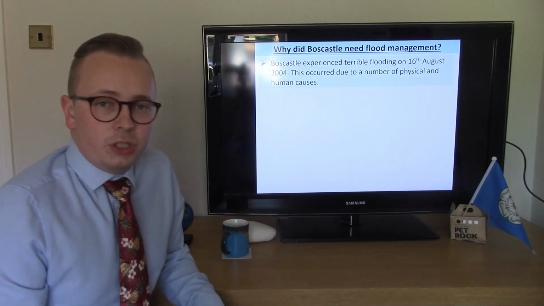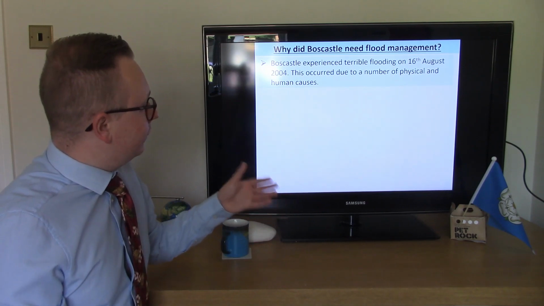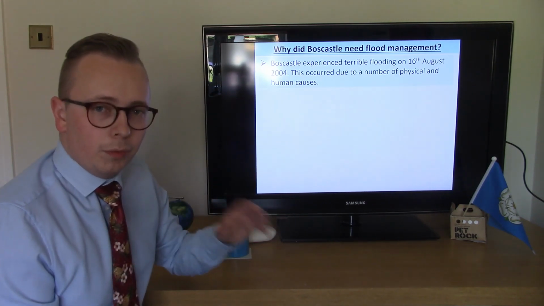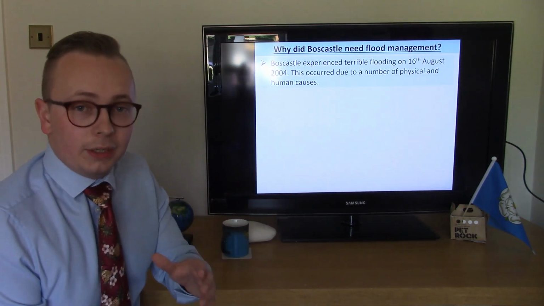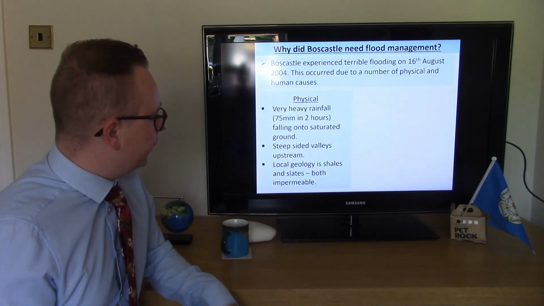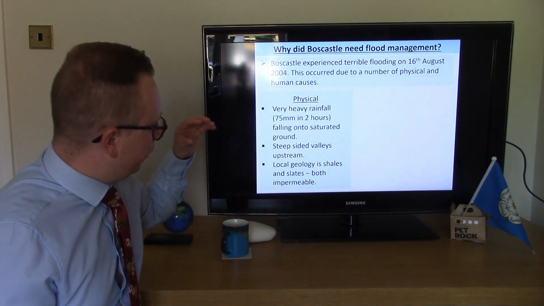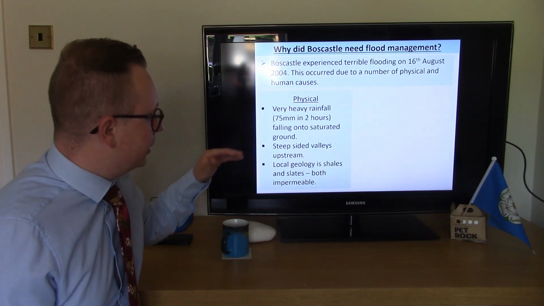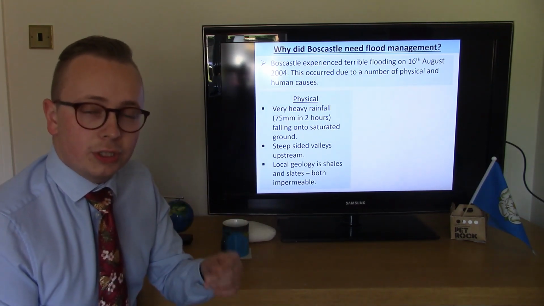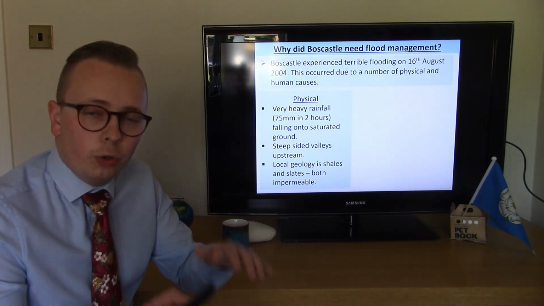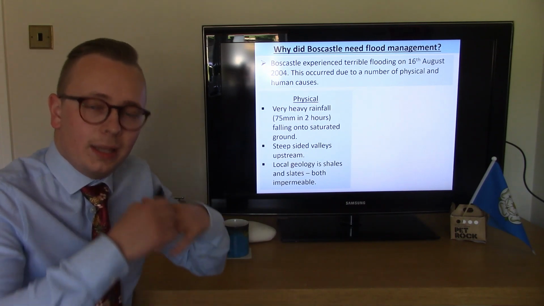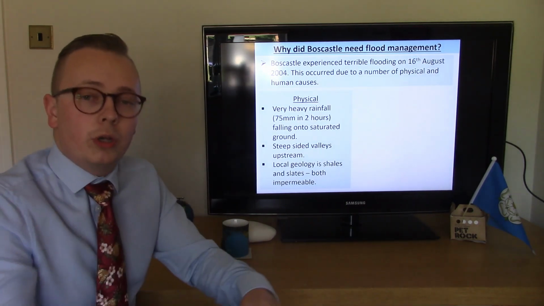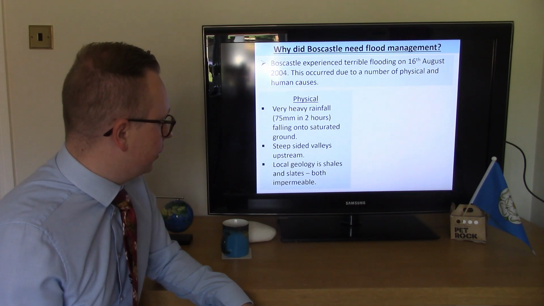So why did Boscastle need flood management? Well, on the 16th of August 2004 it experienced this terrible flood event, and it was caused by a number of physical and human factors. The main one being that we had a period of very heavy rainfall, 75mm in just 2 hours, falling onto what was already saturated ground. So the ground couldn't take any more water, and instead that heavy rainfall ran over the land as surface runoff into the rivers.